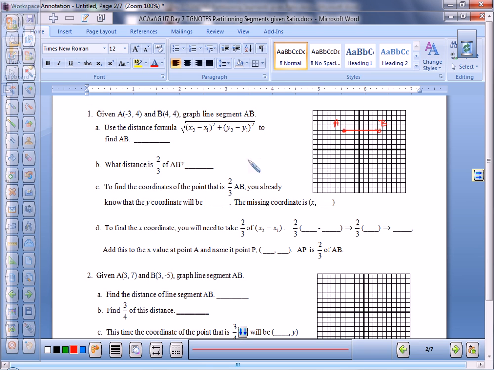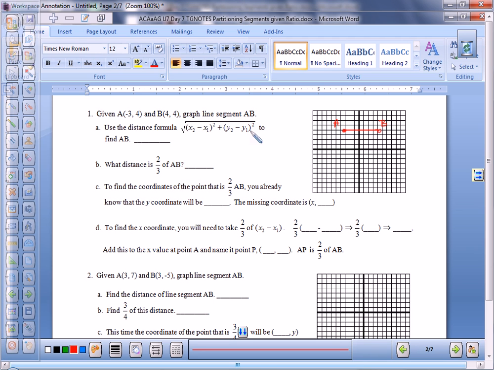Now, normally we would have to use the distance formula to find the distance from point A to point B, but this is a horizontal line. We're going to mainly focus on horizontal and vertical lines. If we were to partition any other line, it's a little more complicated, and I don't believe your standard is asking us to do that. So we're just going to focus on these.